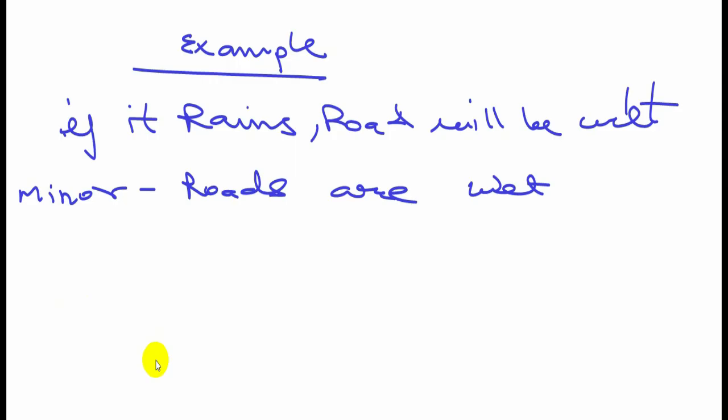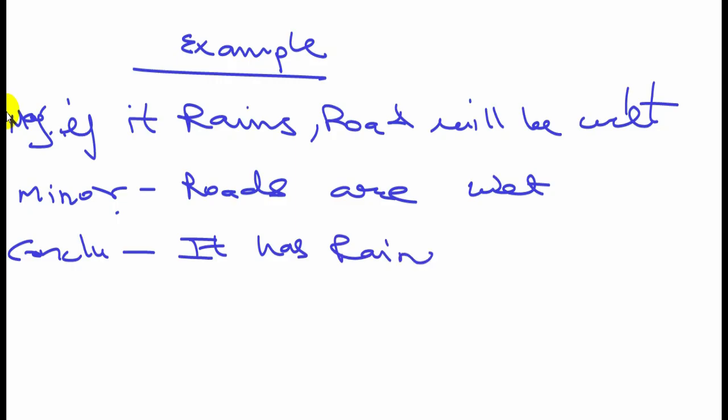As you would recollect at the very beginning, it was stated that the minor and the conclusion will be normal categorical propositions, but the major will be a hypothetical statement or a hypothetical argument. So if it rains, road will be wet. Minor states roads are wet. Therefore, conclusion says it rained or it has rained. Okay.